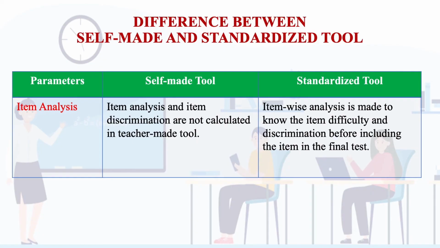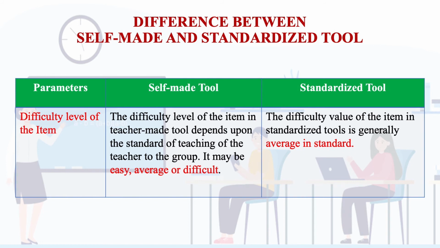And further, so far as the item analysis parameter is concerned, in a self-made or teacher-made tool, item analysis and item discrimination are not calculated, but so far as a standardized tool is concerned, item-wise analysis is made to know the item difficulty and discrimination before including the item in the final test. In a self-made tool, the difficulty value of the item depends upon the standard of teaching of the teacher to the group.